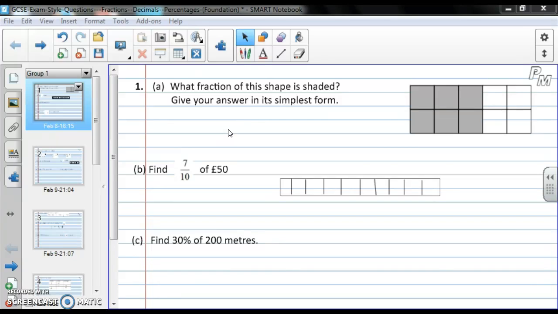You can always pause this if you need to look at something a little more closely, and you can always rewind it and look at it again, okay? So, what fraction of this shape is shaded? Give your answer in its simplest form.